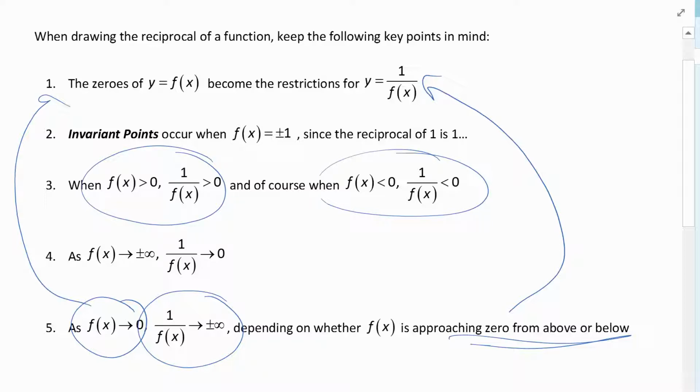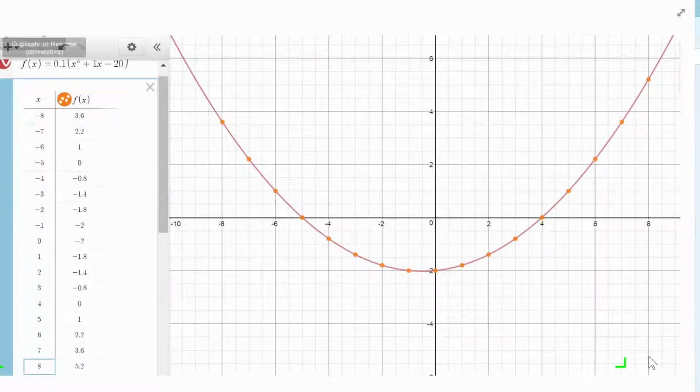Okay, let's look at one more and then I'll leave you to it. So what if we had the graph of a parabola instead? You can see the table of values I've created there. You can see all these points along the way. Back here where x is -8, the original function is up at 3.6.